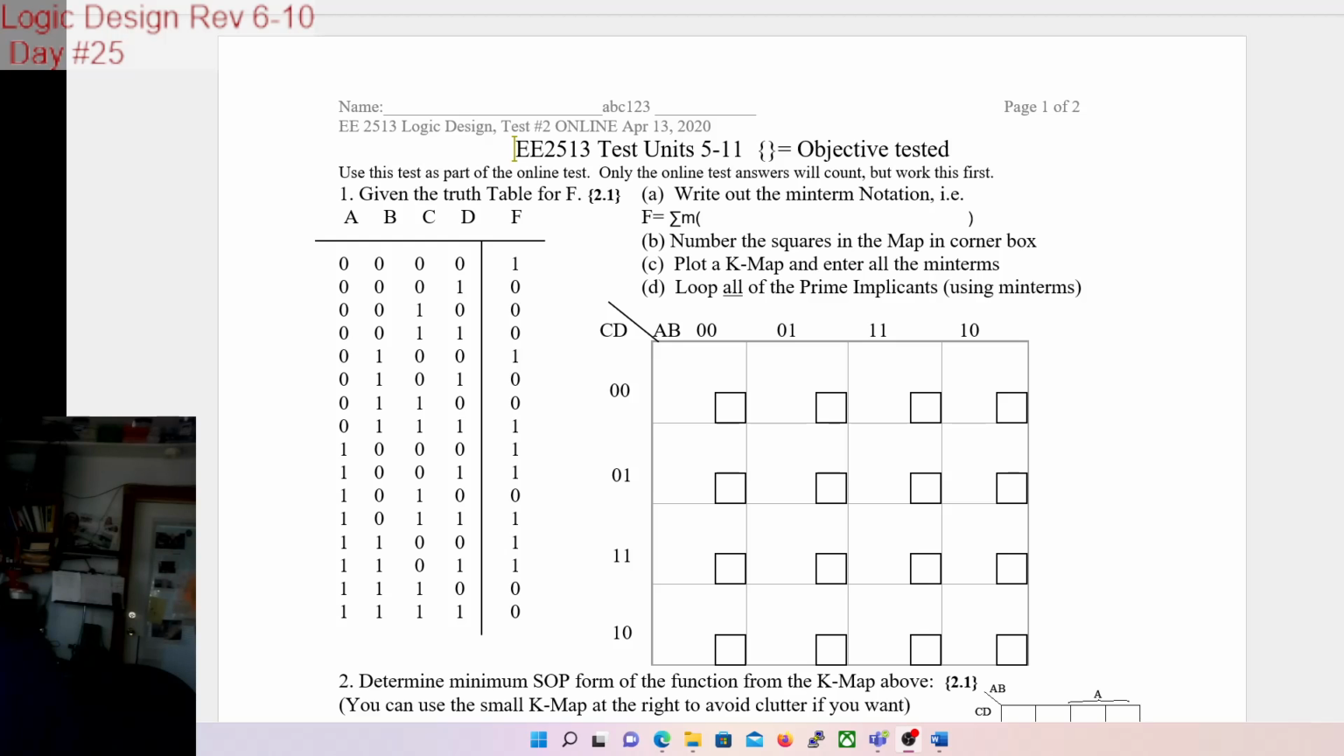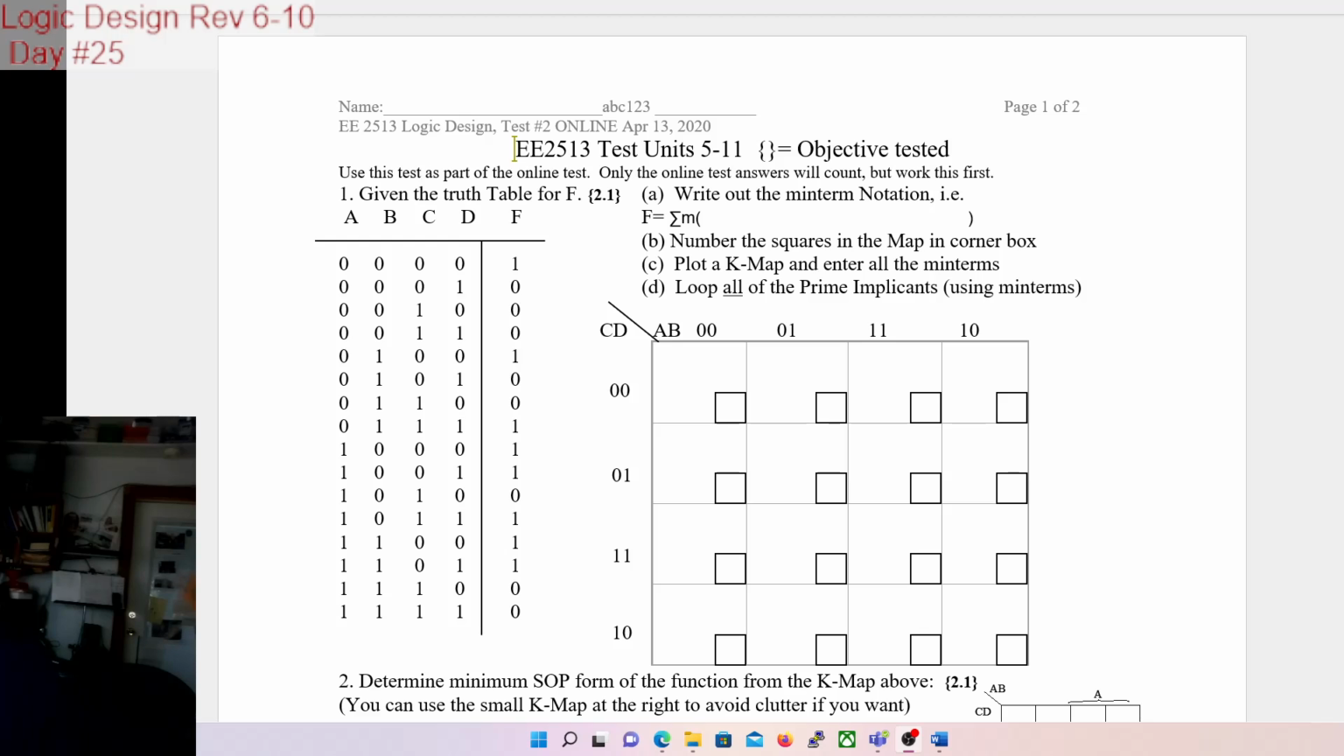0, 2, 3, 4, 6, 7, 8, 11. Sorry. Well, anyway, 0, then not the 1, 2, 3, 4, not 5, 6, 7, 8, not 9, not 10, 11, not 12, 13, 14, or 15. All right, note this is asking for the max terms, not the min terms. So we want to read off the zeros, not the ones.